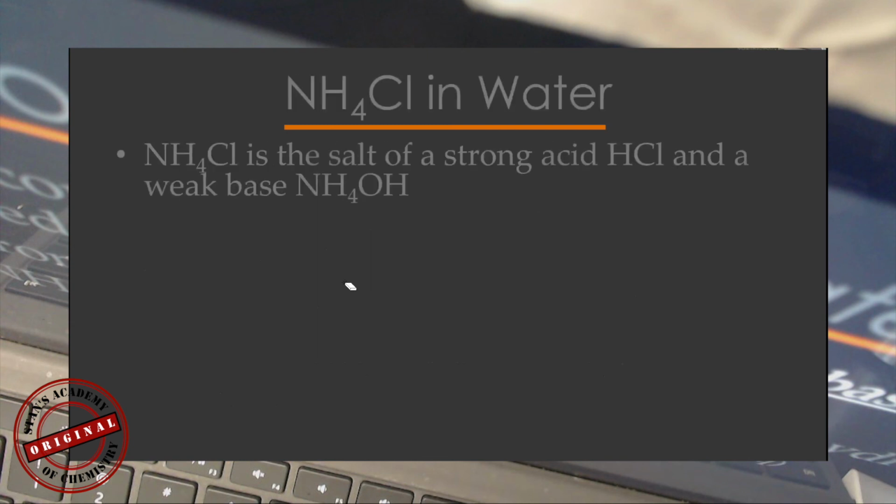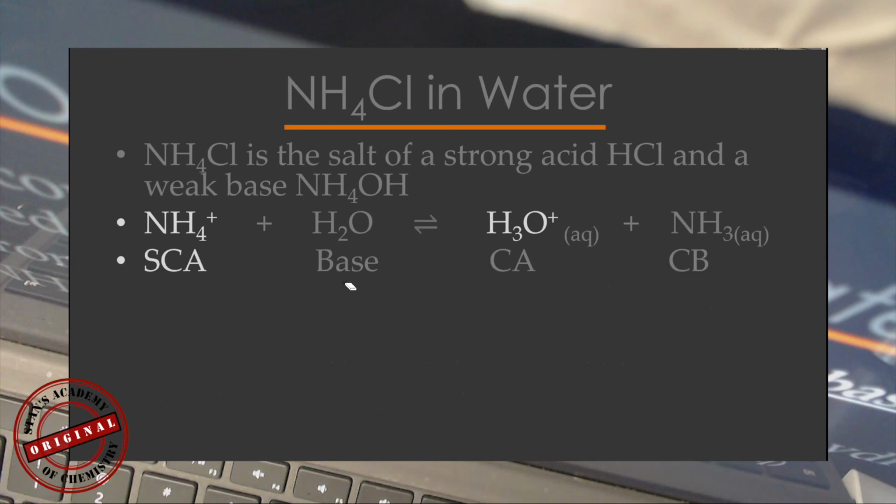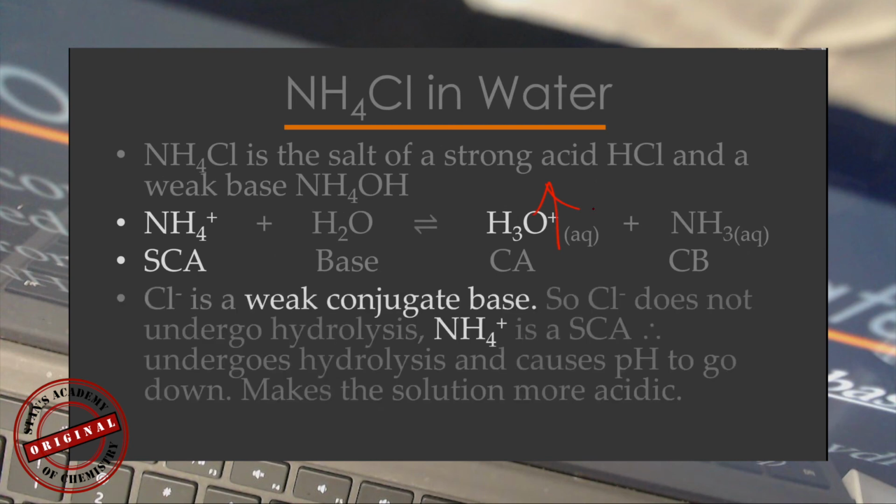Again, the explanation, what I would expect you to write: NH4Cl is a salt of a strong acid HCl and a weak base ammonium hydroxide. NH4 positive can undergo hydrolysis because it is a strong conjugate acid, giving you a conjugate acid and a conjugate base. In this case, the hydronium ion concentration is going up. So Cl minus is a weak conjugate base. Therefore, Cl minus does not undergo hydrolysis. NH4 positive is a strong conjugate acid. Therefore, it undergoes hydrolysis and causes the pH to go down because it's a strong conjugate acid.